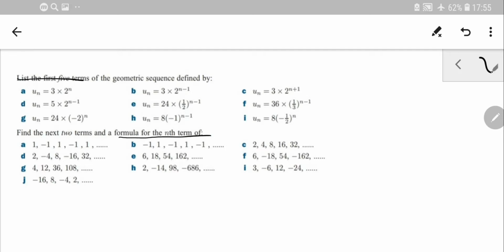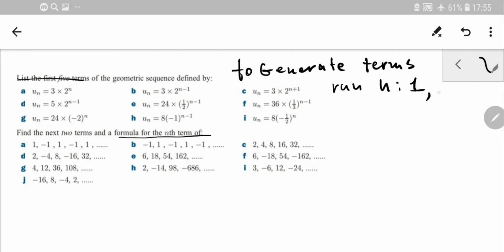derive the formula for the nth term. However, you can practice just by plugging in different numbers, and that's how you arrive at the actual terms themselves. So one more time, to generate terms of your sequence, you need to run n starting from 1 up to the last term in your given series. So for example, 5 terms, from 1 to 5, so from the first to the fifth term.